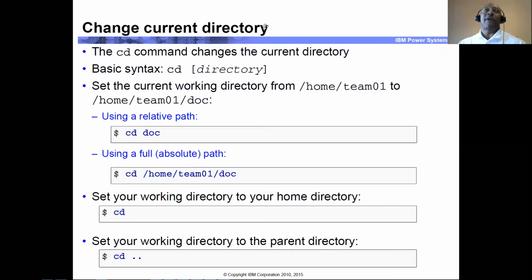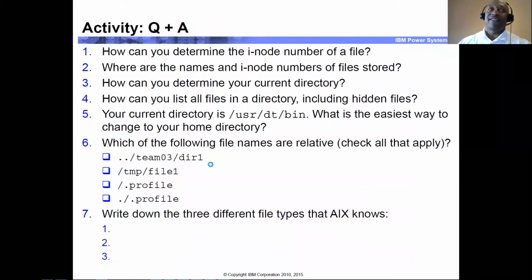Now, in order to go back home, in order to go back to Kansas, tap your heels together. Nope, just type in CD, and that always takes you home. Wherever you are within the AIX directory structure, change directory or CD takes you back to your home directory. Wherever you are, no danger. CD takes you home. All right. Let's see what we got on the next page.